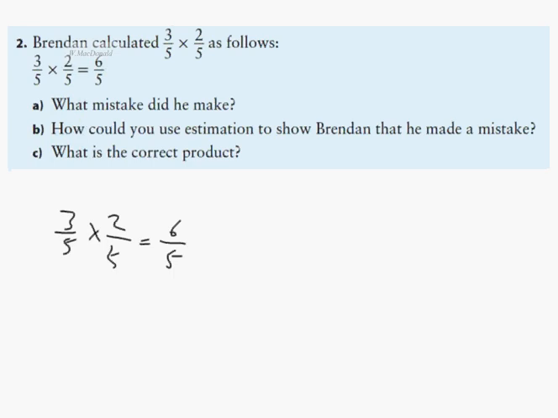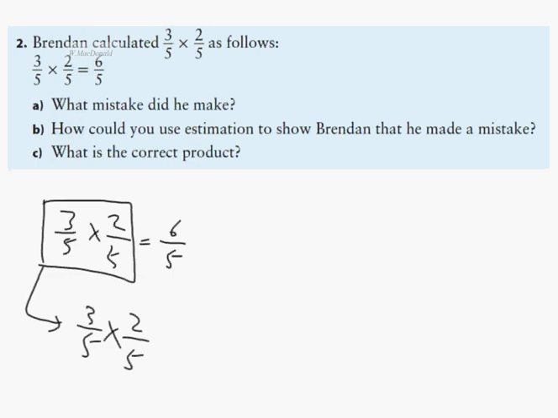Well, you have to know your algorithm or your way to get the answer. In this case, what we've learned is that if you want to get the product of two fractions together, you simply multiply the numerators and multiply the denominators. In this case, you get 6/25. That's the answer that he should have got. That's the correct product. But what did he do wrong?